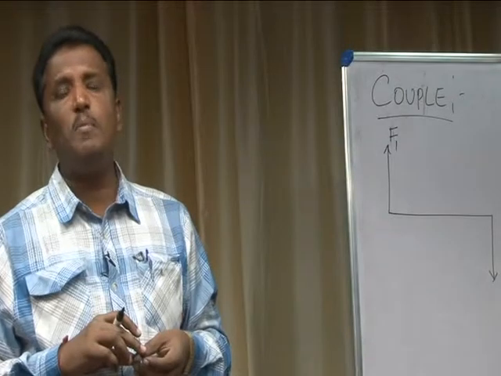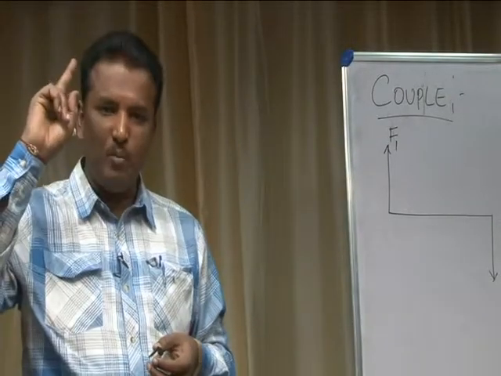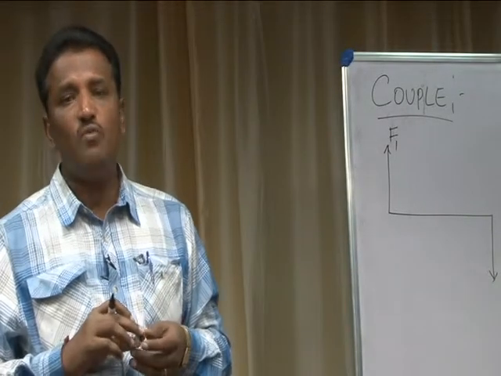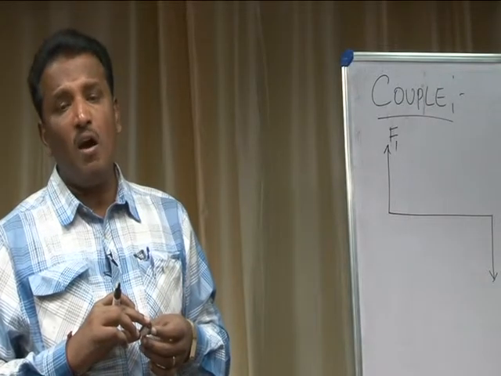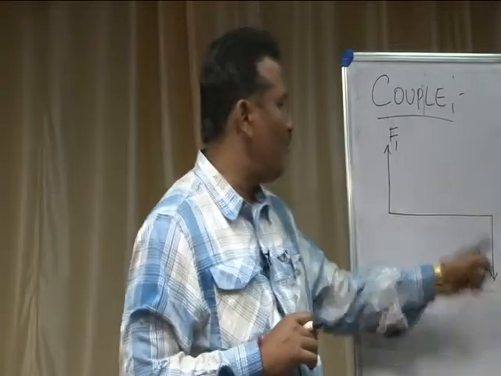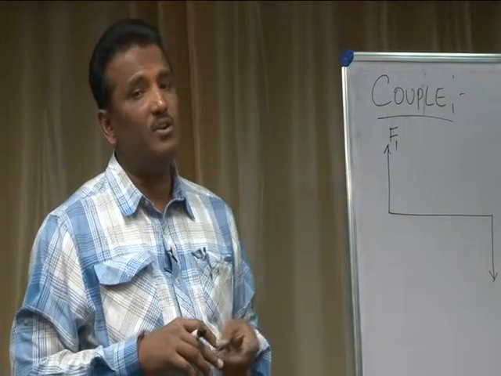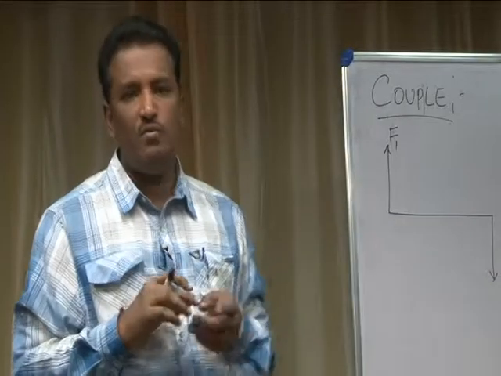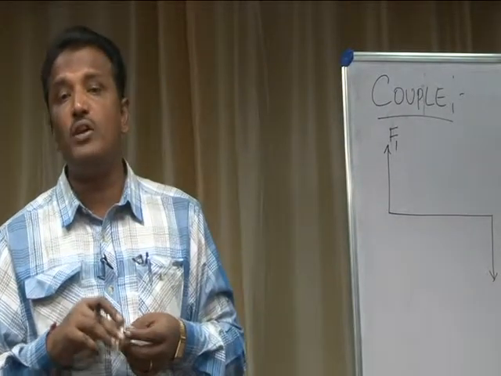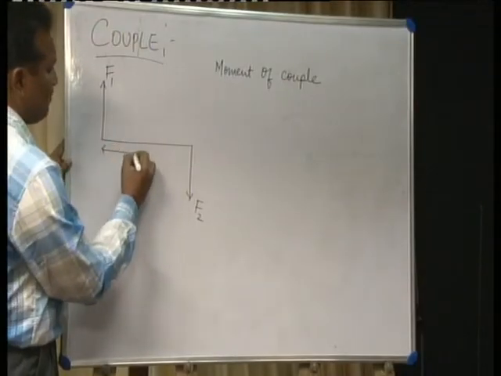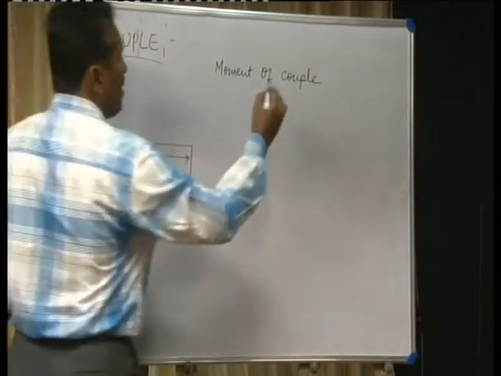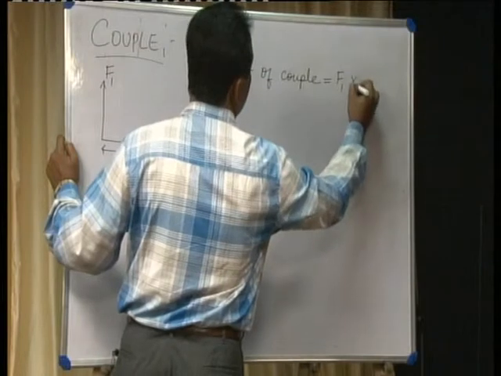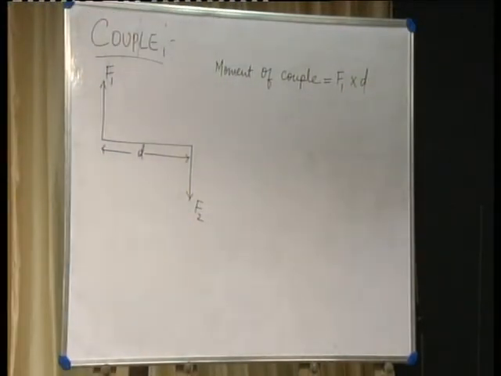How can you calculate the moment of couple? In moment of force, the rotation is by the influence of one force; here, by the influence of two forces. It is simply the product of any one of the forces, F1 or F2. Both are equal in magnitude, so you can choose F1, no problem, or F2, also no problem, and the perpendicular distance between those two forces. Suppose the perpendicular distance between those two forces is d. Then moment of couple is equal to F1 into d: the product of any one of the forces and the perpendicular distance, or distance of separation, between those two forces.